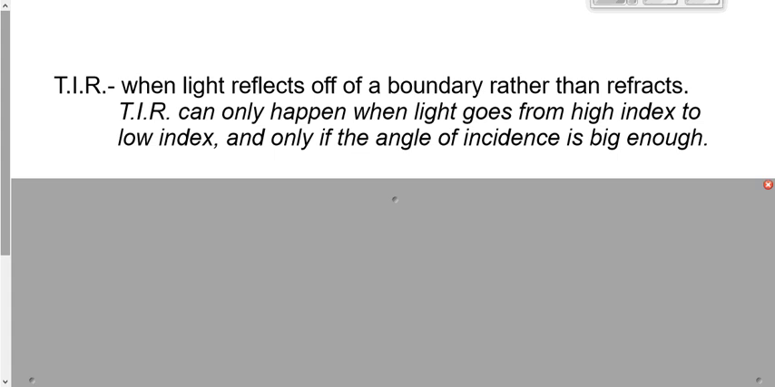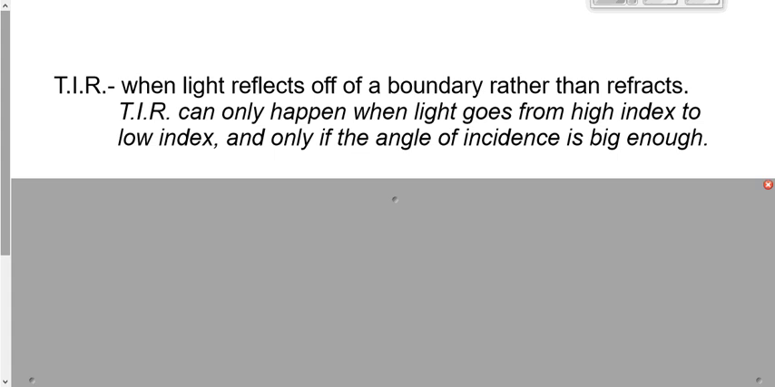Why does it happen? Well, if we increase the angle of incidence to a great enough degree, my angle of refraction might actually be as big as 90 degrees. Well, if it's 90 degrees, that ray of light can no longer stay in the second material, and it has to start reflecting. So it can only happen, as we said just a minute ago, when you're going from a high index to a low index.